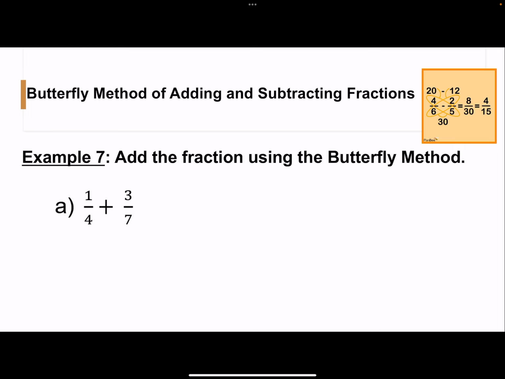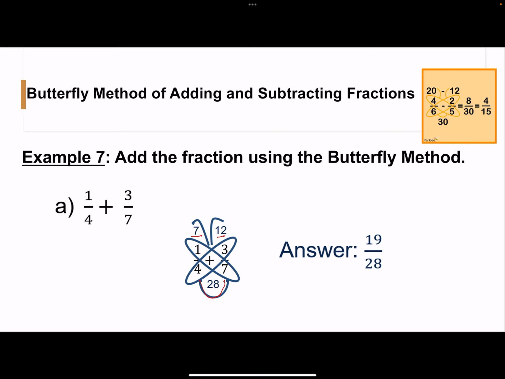We're going to add this using the butterfly method. So you can see here that I've drawn 2 diagonals for the 4 and 3 and the 1 and the 7. Then I drew my antennas on top of my butterfly, and I multiply those diagonals. 4 times 3 is 12. 7 times 1 is 7. Then I add my body, and I multiply those 2 denominators together. 4 times 7 is 28.